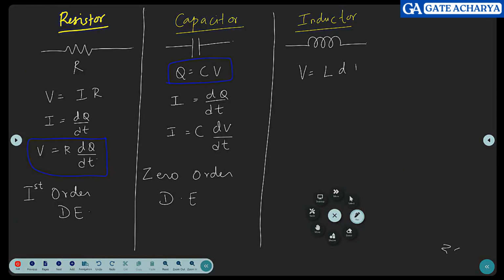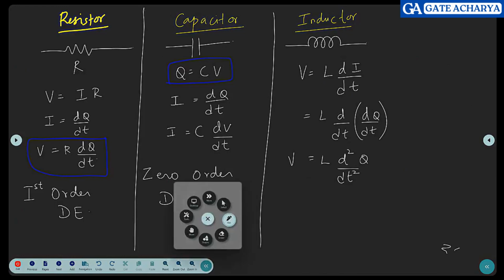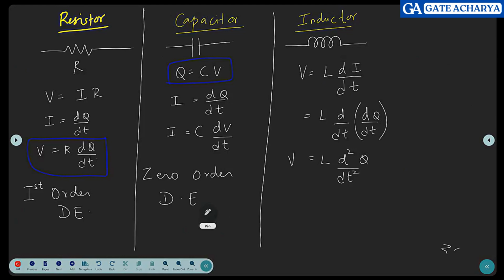L di by dt. If I say I equal to dq by dt, then what will it become? L d by dt of dq by dt. So this will be V equal to L d square q by dt square. What will this be called? This is a second order differential equation.